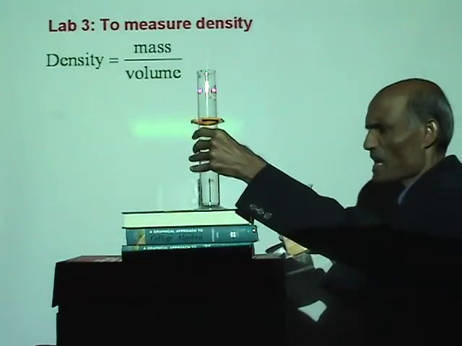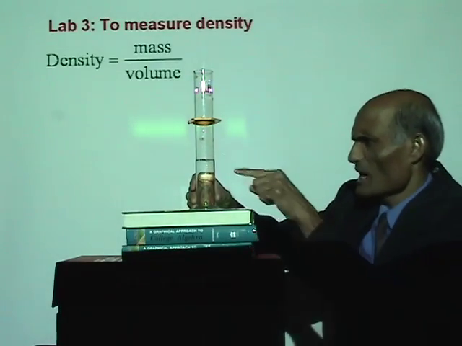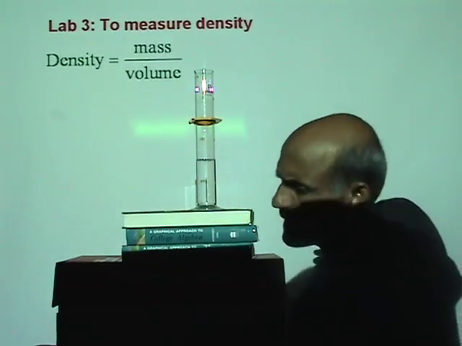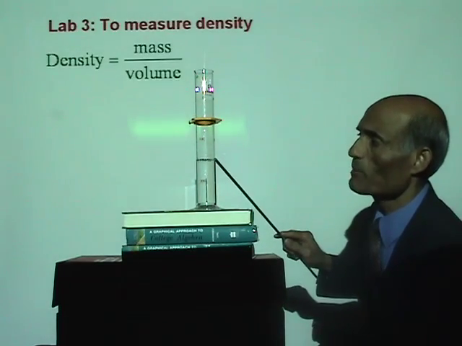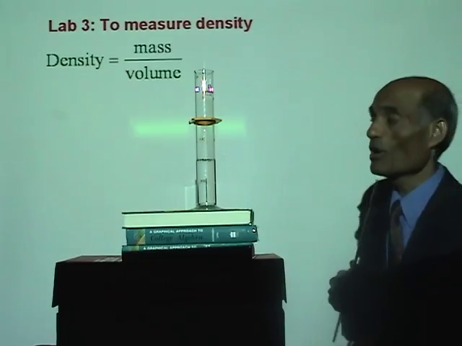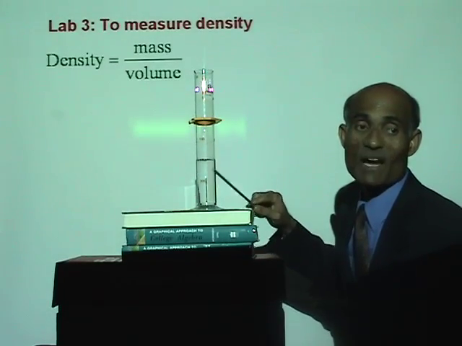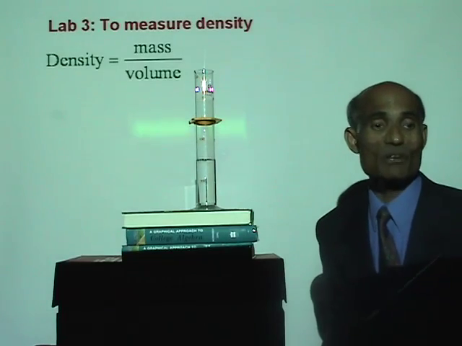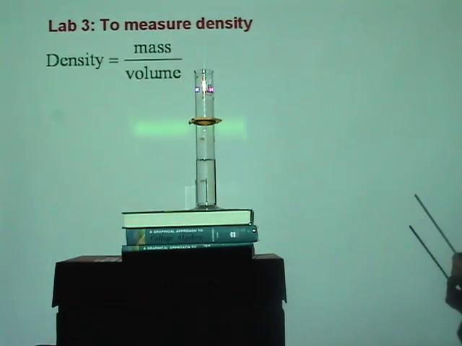I just put enough water so that it reads, now, I don't think you can see that, but I can see it. It reads just 100 milliliter. So, write down the volume of the water I have put in is 100 milliliter. Make a note of that. So that is 100 milliliter.